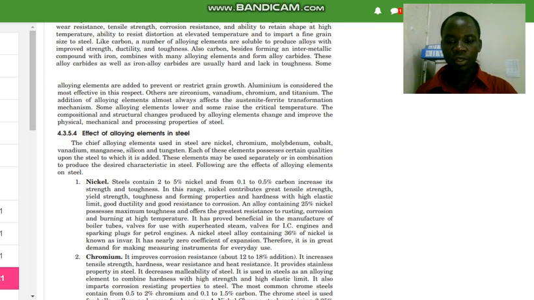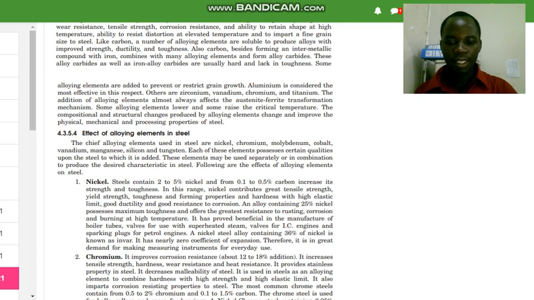An alloy containing 25% nickel possesses maximum toughness and offers the greatest resistance to rusting, corrosion, and burning at high temperature. It is beneficial in the manufacture of boiler tubes, valves for use with superheated steam, valves for IC engines, and sparking plugs for petrol engines.